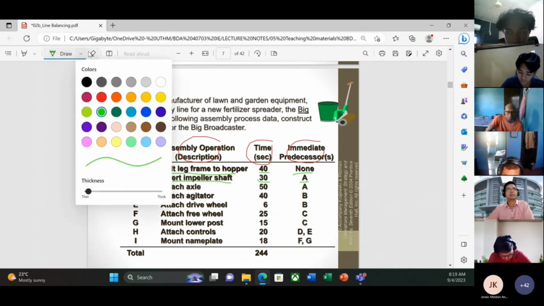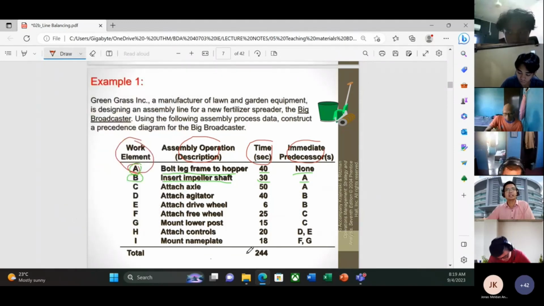So in order to calculate all these, this is our T, the total time required, which will be 244. So we add 40 plus 30 plus 50, 40 until 218. So the sum of the time required to assemble is 244. Okay, clear? Just write it down, don't worry. I give you a slide note. So we begin one by one.